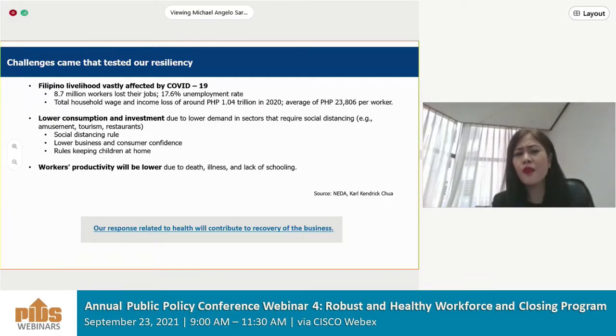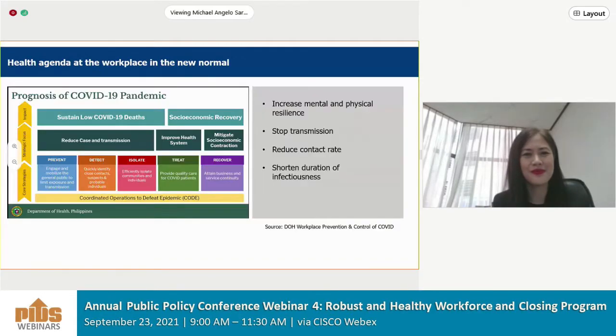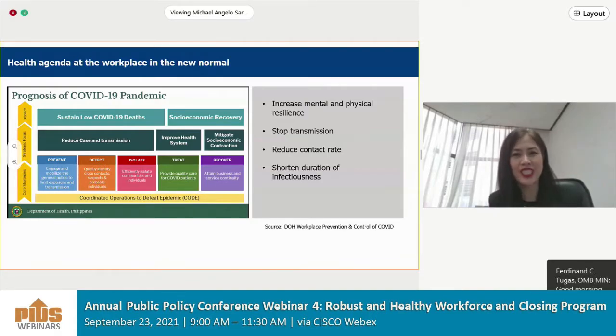The underlying principle has been that our response related to health will contribute to the recovery of the business. DOH has been quick to provide for us the health agenda at the workplace and the new normal, stating that there should be coordinated operations to defeat the pandemic between multi-sectors as well as the government. The ultimate objective would be to lower COVID deaths as well as achieve socio-economic recovery. There are four major areas in terms of workplace prevention and control that DOH has put upon us: the increase in mental and physical resilience, making a healthy lifestyle an everyday objective, stopping its transmission, reducing contact rate, as well as shortening the duration of infectiousness.